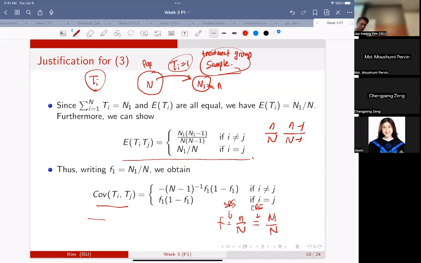So this covariance, I'm not going to repeat deriving it because this is already covered in the simple random sampling part. So I will assume that this is derived; we know that already. So now I'm going to use this property and move on to showing the variance, right?